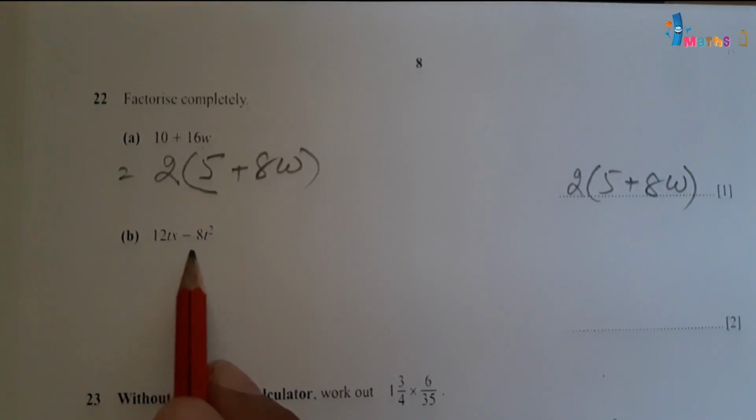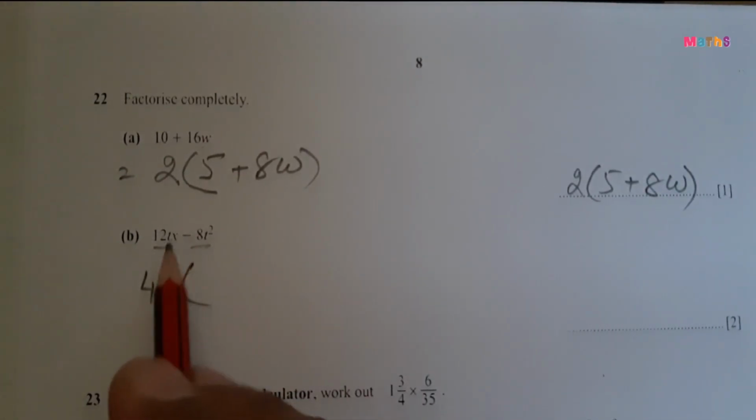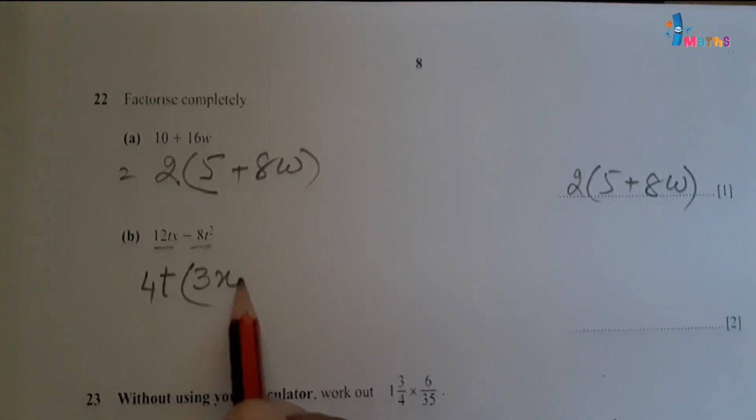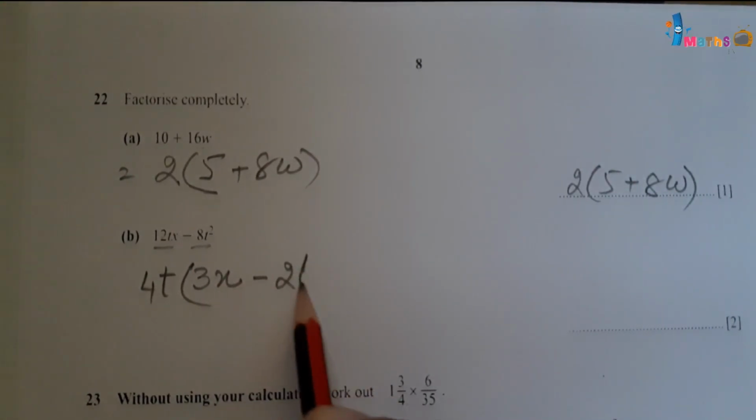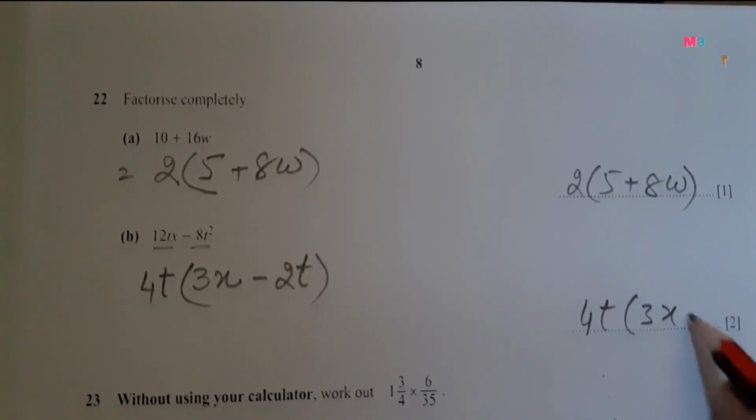12tx minus 8t square. So what we can take common from these two terms is 4 and t. So inside will be 3x minus 2t. So our answer will be 4t into 3x minus 2t.